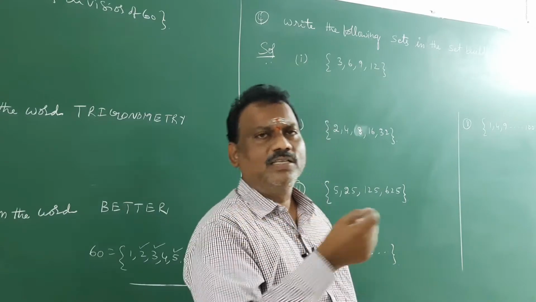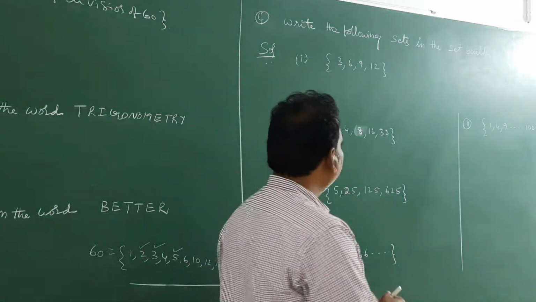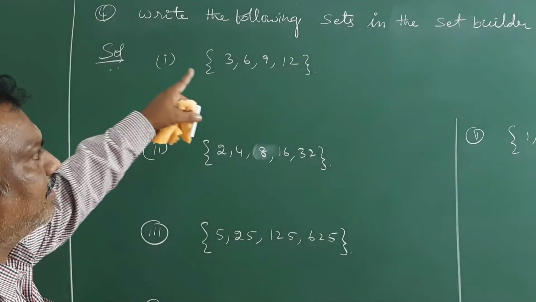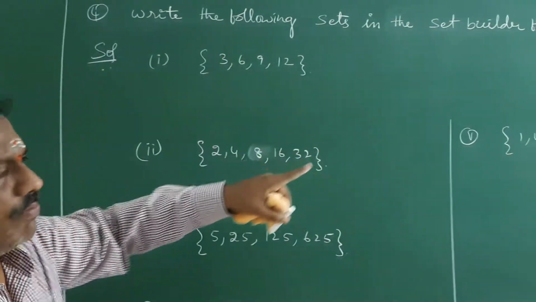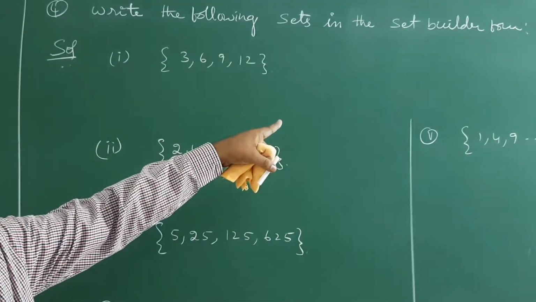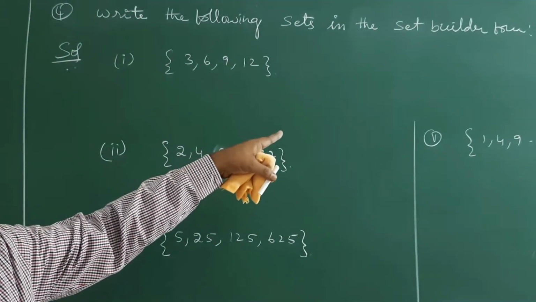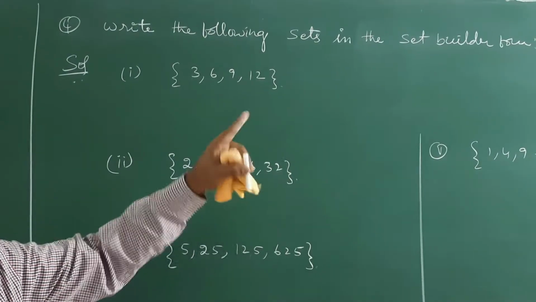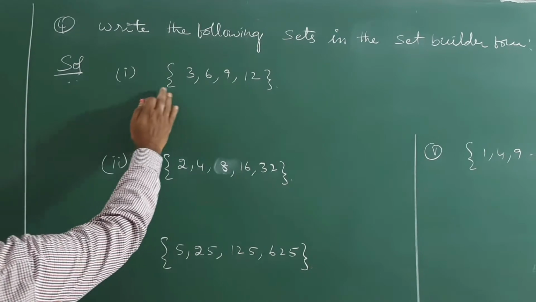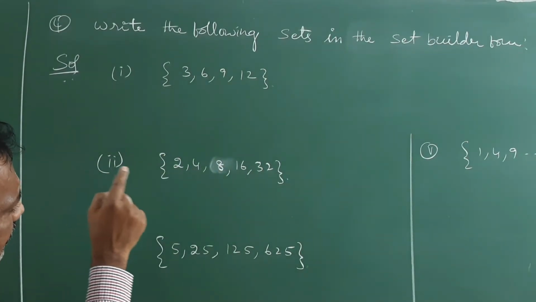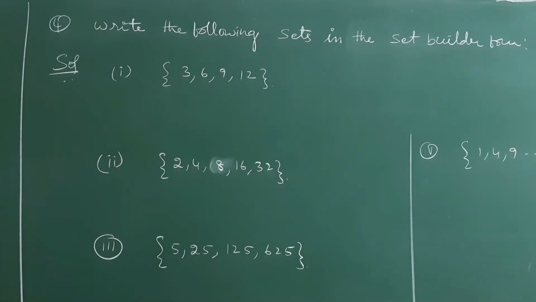Correct, students? See here the fourth question. Write the following sets in set builder form. They are given in roster form. How do we know it is roster form? I told you, in roster form the elements are listed separated by commas and enclosed in curly braces. Now you can see the set {3, 6, 9, 12}. These elements possess one particular property. What is it? Multiples of 3.